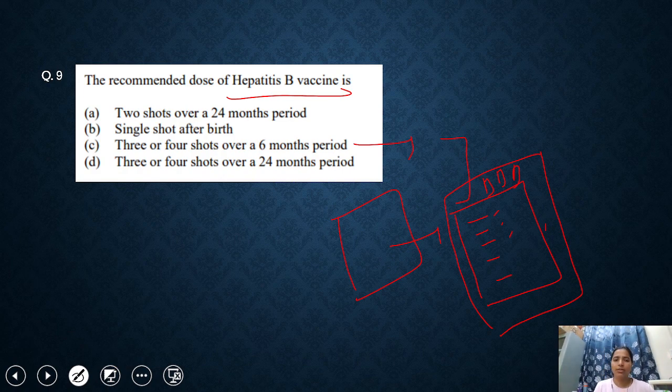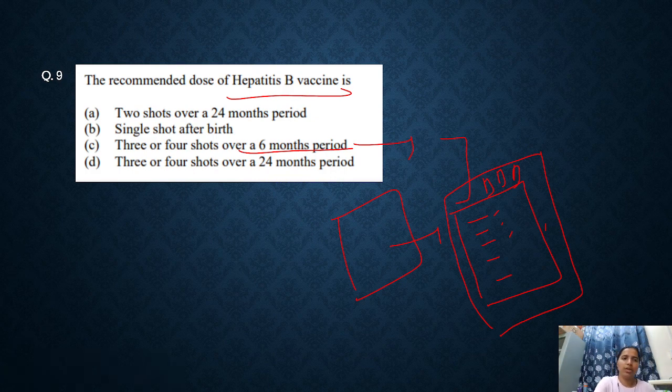Satvika, D? No, Satvika, over a 6 month period, this is given. Hepatitis B vaccine. So for this question, the answer is C.